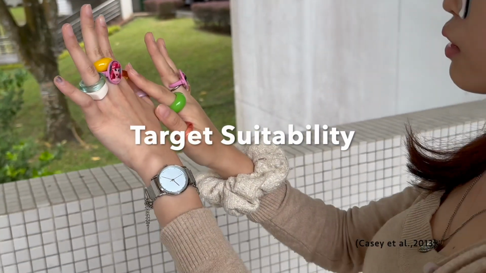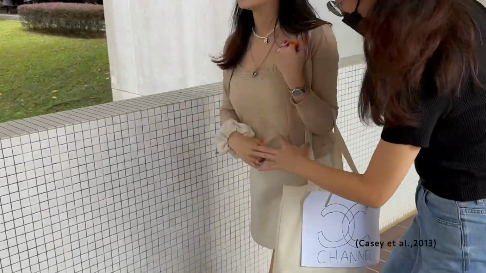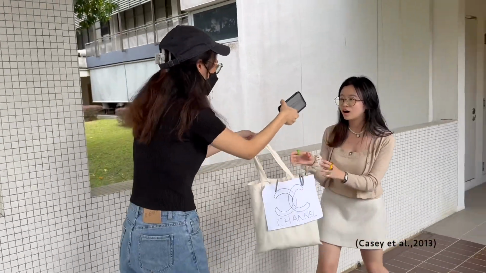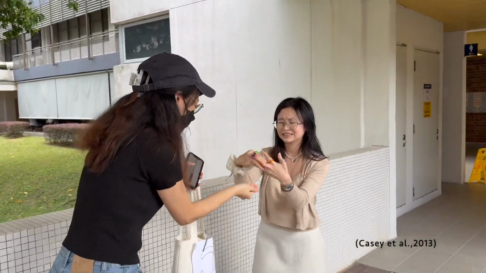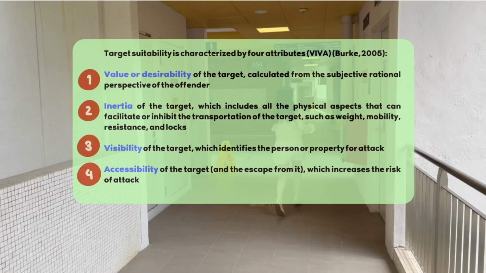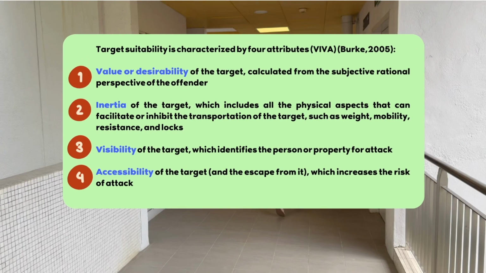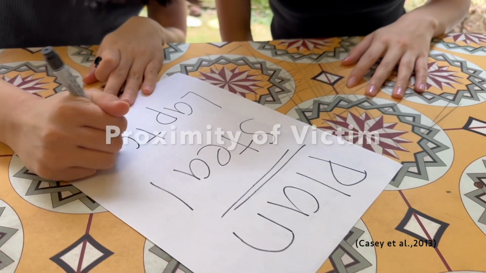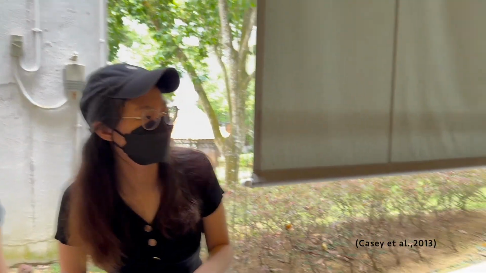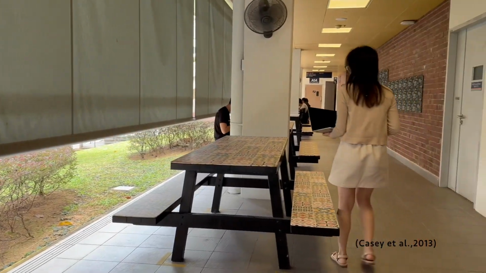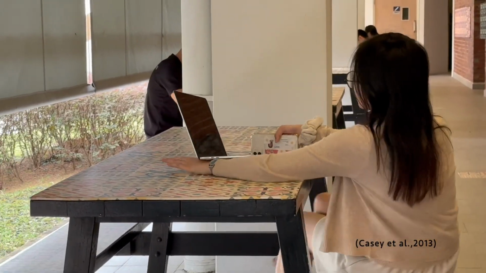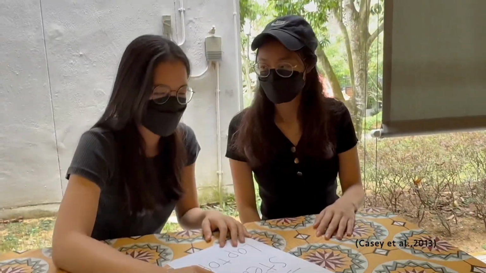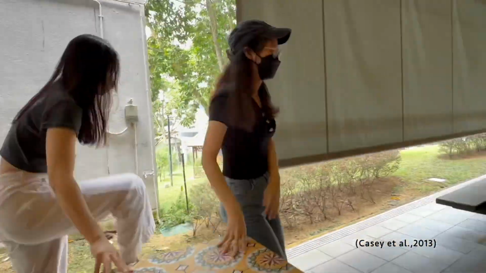To begin, here's our first element: target suitability. Accessibility and attractiveness of a person contributes to the likelihood of being a crime target. As Burke points out, target suitability is characterized by these four attributes. The second factor is the proximity of the victim to a pool of motivated offenders. This includes physical proximity of the potential target, the potential offender's motivation to transgress, and the size of the potential offender pool.